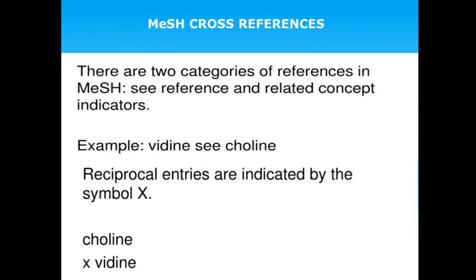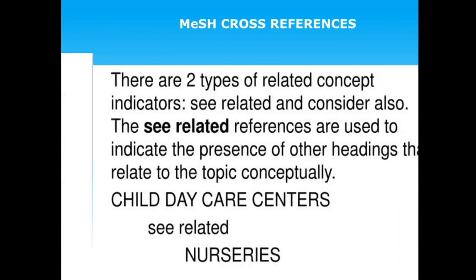Done. So now we are going to deal with cross references. I have told you about cross references, right? Entry list. There are two categories of references. One is See references, another one is related concept. So See references are usually reciprocal entries. The entry is reciprocal in nature, and they are indicated by the symbol notation X. So chlorine, iodine. Okay, that is reciprocal, opposite in nature.